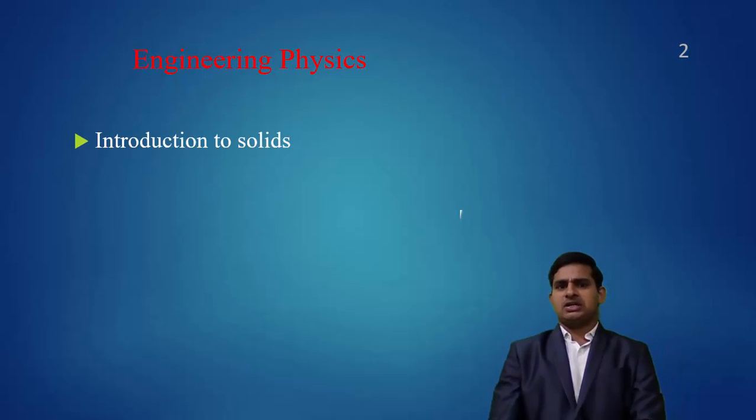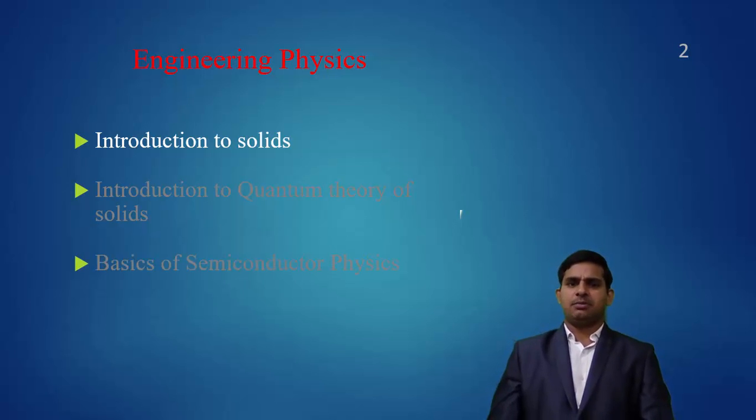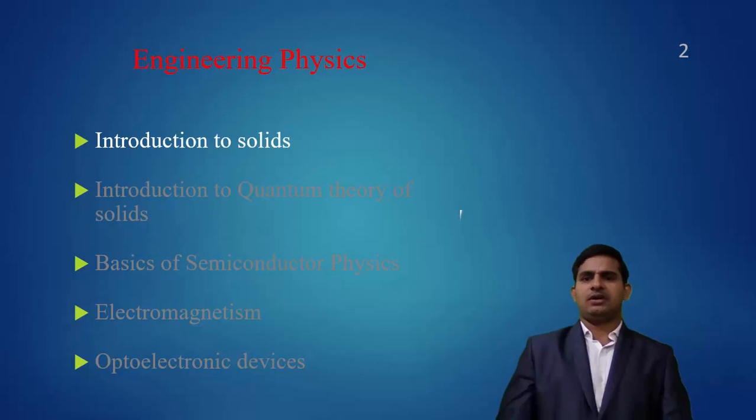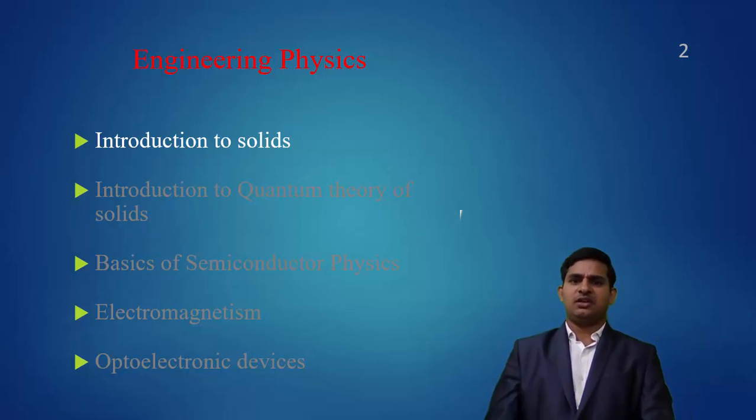The first one is introduction to solids. The second one is introduction to quantum theory of solids. The third one is basics of semiconductor physics. The fourth one is electromagnetism, and the fifth one is optoelectronic devices. These are the 5 units in this engineering physics course. First of all, we are going to discuss the first unit, that is introduction to solids.